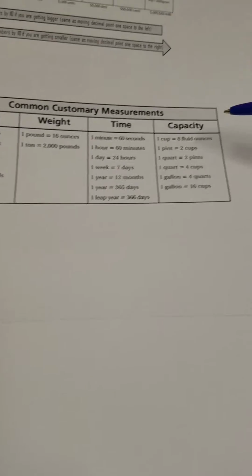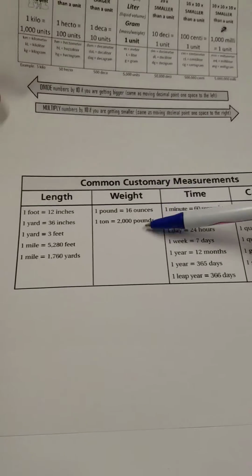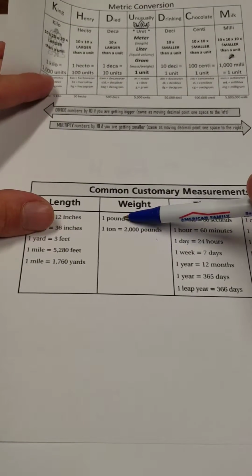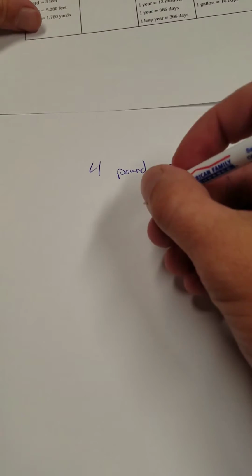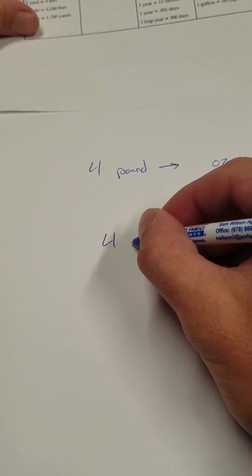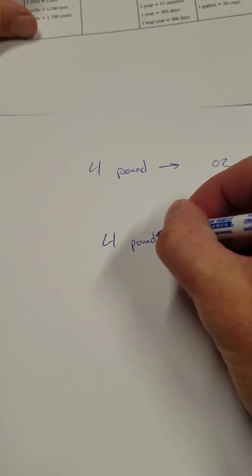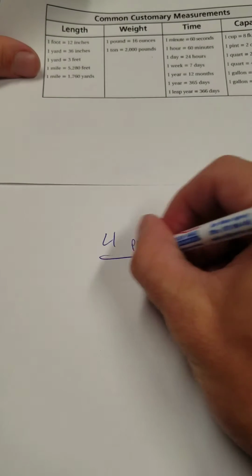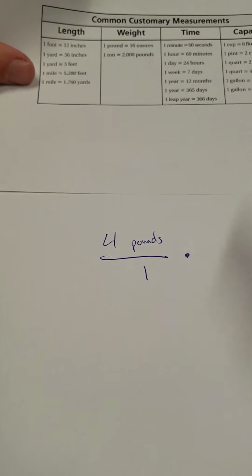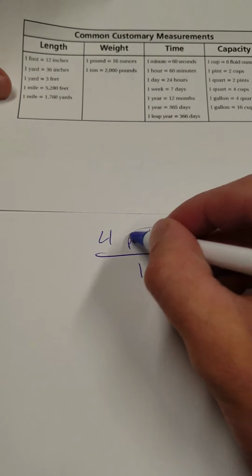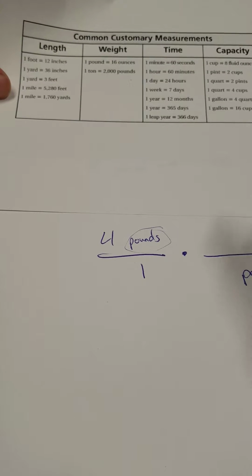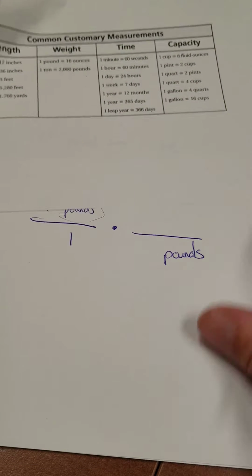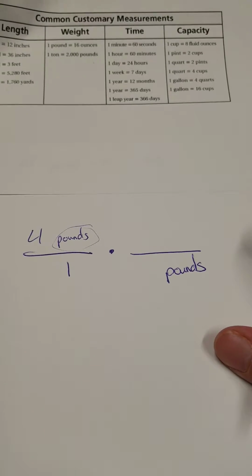Okay, so what you need to do is go over here and look at your weight, which is right here. And it says pounds to ounces. Well, that's what we need. So what we're starting off with is 4 pounds. And we're going to create a fraction with this, okay, over 1. Now, we're going to multiply by something. Whatever is right here needs to go down here. So pounds and pounds. Same exact spot.